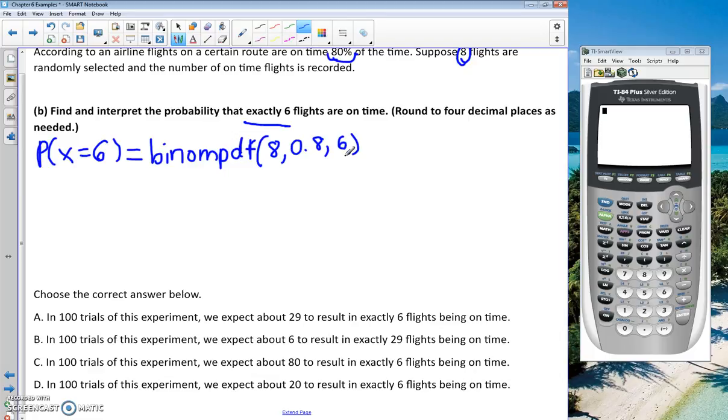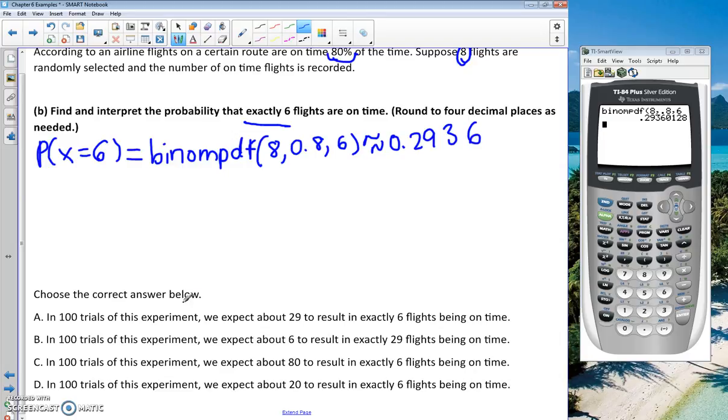If you have one with the menus, you're going to have trials, so that is our n, then it's going to say p, our probability of success, and then it's going to say x value for x. I'm going to do second bars and then go up because we can get to it easier. Binomial PDF, be very careful, they're right beside each other in the menu. I'm going to do 8, comma, 0.8, comma, 6, and enter. So our probability there is 0.2936.